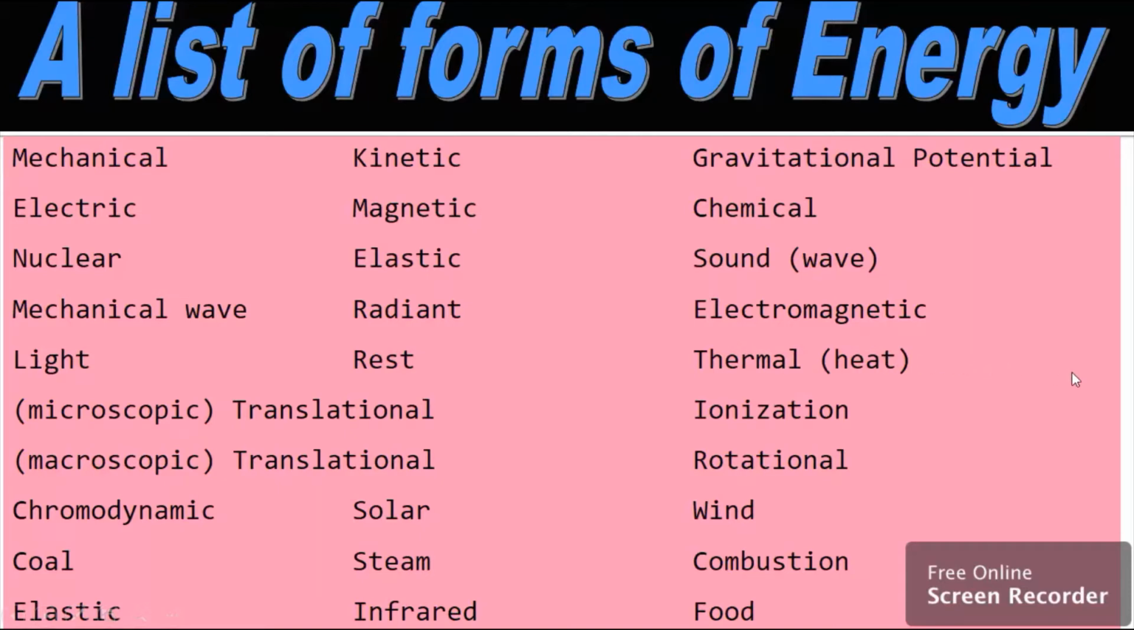Some of the ones that are familiar are up top. I added even the weird ones like translational. The very bottom, food, that should be familiar. Coal, solar, wind, those are things you see in the news. But we've talked about at least half of these.